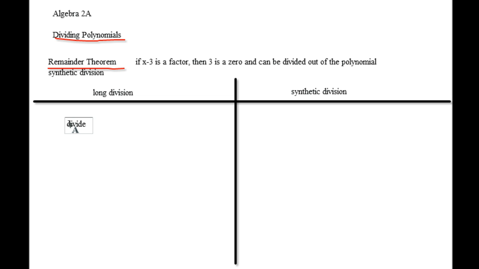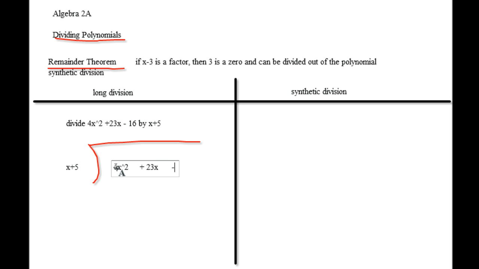Divide 4x squared plus 23x minus 16 by x plus 5. So straight off the bat, you're going to have your divisor set up like this. You're going to have x plus 5 right here, and then you're going to have 4x squared plus 23x minus 16. I'm spacing it out for a reason, so you'll see.